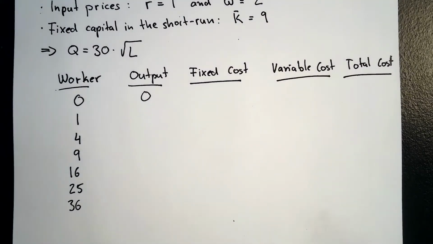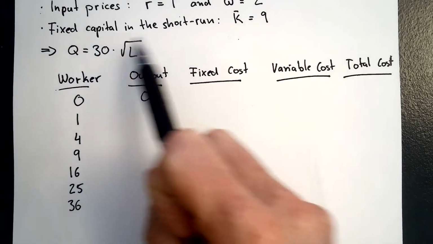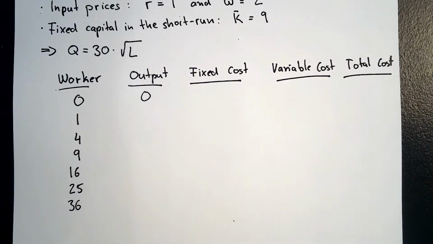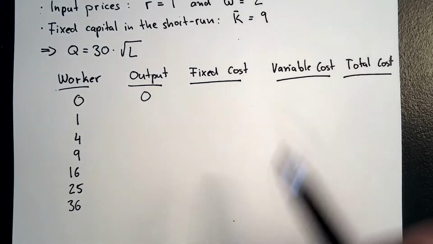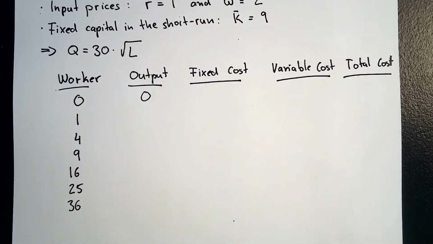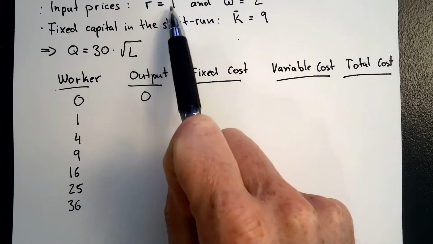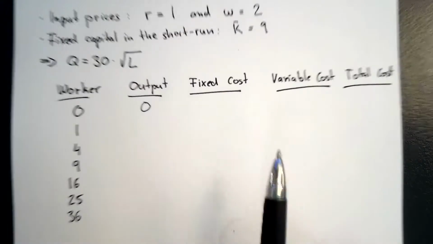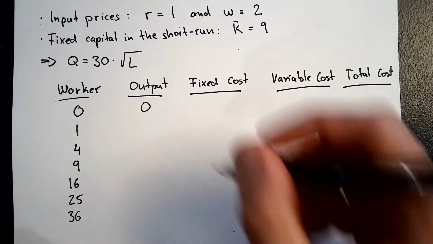Note though that we have fixed capital in the short run at 9 units. What this means is that despite the fact that we are not producing anything, we are still incurring the cost associated with capital at a rate of $1 per unit. And hence the fixed cost is 9.